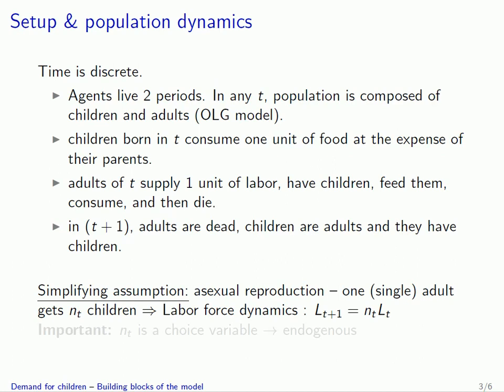So the dynamics of the labor force is quite simple here. Adults are all identical. They all make the same decision about the number of children N_T that they want to have, and then L_{T+1}, the labor force in period T plus 1, is equal to N_T times L_T. Here, an important point that should be stressed is that N_T is the only choice variable in this situation for the adults. So N_T is the only endogenous variable in the model.